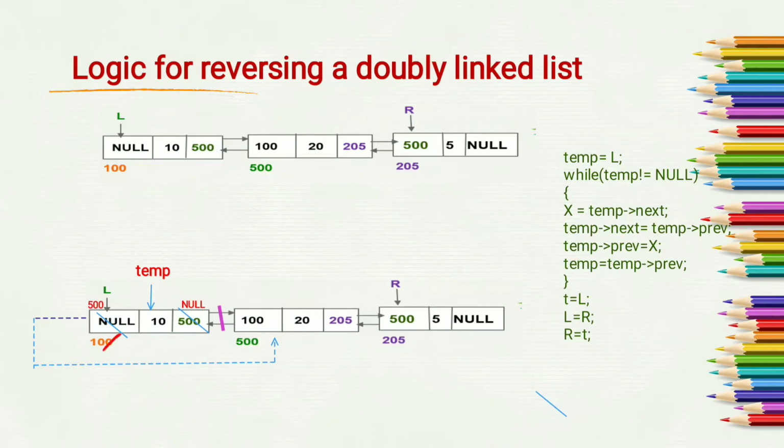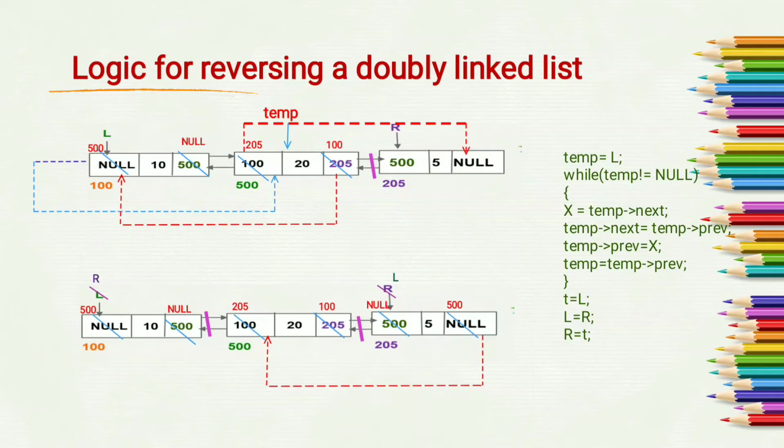Value of previous is now 500 and the value of next pointer is null. Now we have to move the temp to this node having address 500, which is stored in now temp previous. We have to write temp equals to temp previous. That means temp is now pointing to this node. Again this loop will repeat, and we have to check whether the value of temp is not equals to null. This condition is true because temp contains 500.